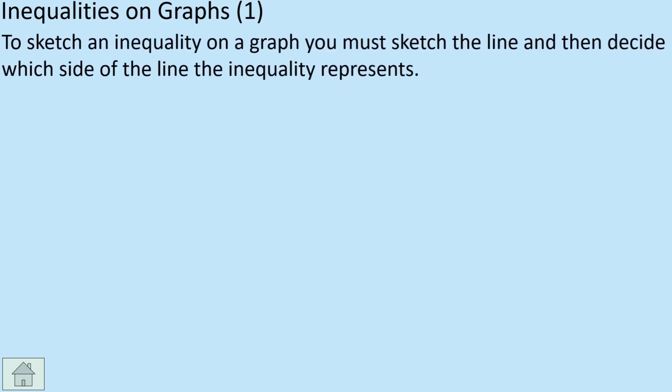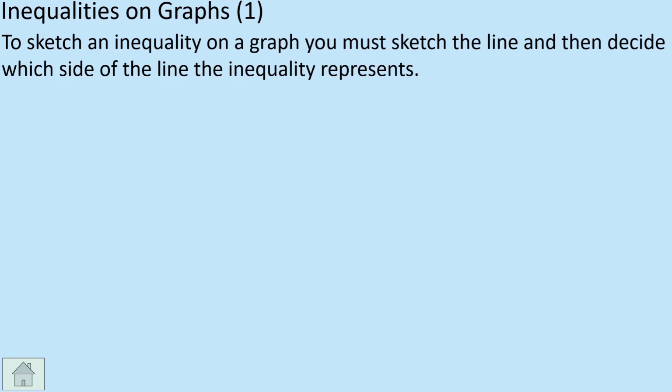So an inequality on a graph. All right, so first things first, when we're plotting an inequality, we're just going to start by sketching a line. Now, there are different inequalities: greater than, less than, greater than or equal to, and less than or equal to. So they're the bits that are going to differ in just drawing a straight line. First of all, we'll think about greater than or equal to or less than or equal to, because those little things will dictate what type of line we're going to draw.